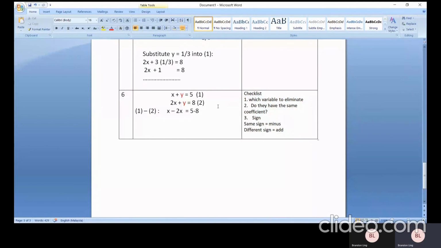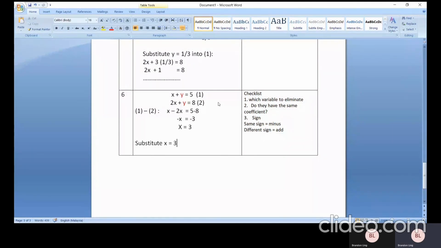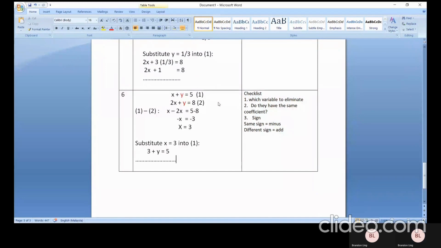So bear in mind that the y has been eliminated. So x minus 2x, you get minus x equals to minus 3 here. And lastly, when you divide both sides by negative 1, you get x equals to 3. So the next step will be pretty similar to the rest, substituting x equals to 3 into equation 1 to find the value of y. Okay, so you can continue on with the steps here. Thank you for watching.